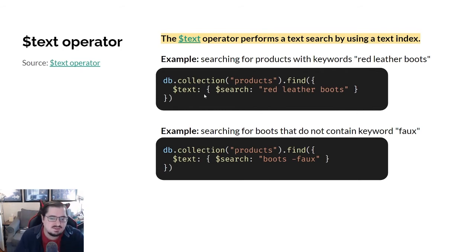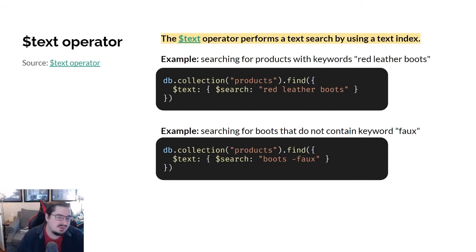So $text, inside of that you have to then specify what your search is. So use $search here for that. So $text, $search, and then you say this is the text that I'm looking for. So here we're looking for products that contain red, leather, and boots. So it'll actually return any products that have at least one of those words. If it has red, it will get returned. If it has leather, it will get returned. If it has boots, it'll get returned.